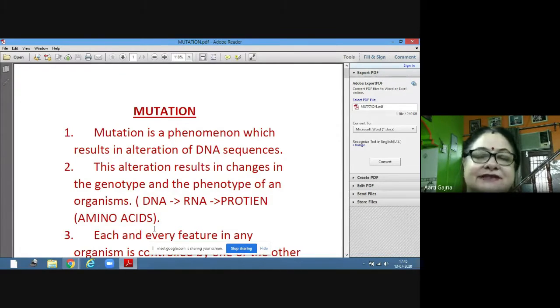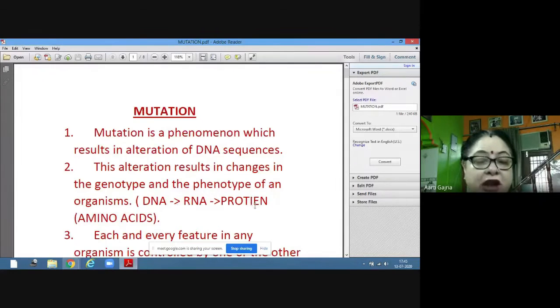Genetic material is DNA. So this DNA is present in the nucleus and a single fragment is present on each chromatid, and whenever there is any change in the DNA sequence, the change would result in the change in the RNA, because DNA is changing into RNA, RNA into protein. This is called central dogma. This we are going to learn in our next chapter, that is molecular basis of inheritance.